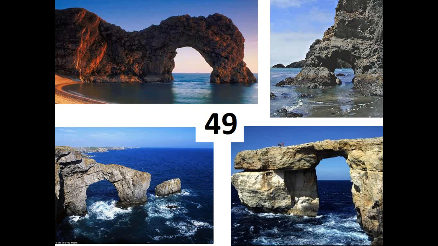The one in the bottom right-hand corner is a very famous symbol for the country of Malta, and it collapsed, I think, 2 years ago. This was like a national symbol, and the waves eventually ate away too much at it, and it fell down.